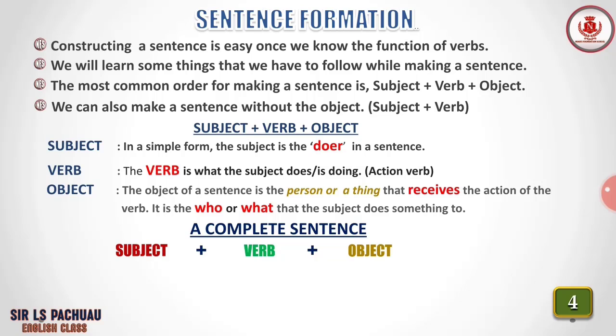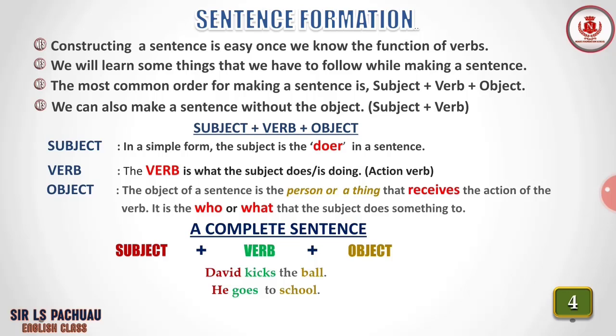Object. Okay. Here, David kicks the ball. You can see it according to the color. Subject is in red, verb is in green, and ball is in brown. So David here is the subject, kick is the verb, and ball is the object. David kicks the ball is a complete sentence. Subject plus verb plus object.